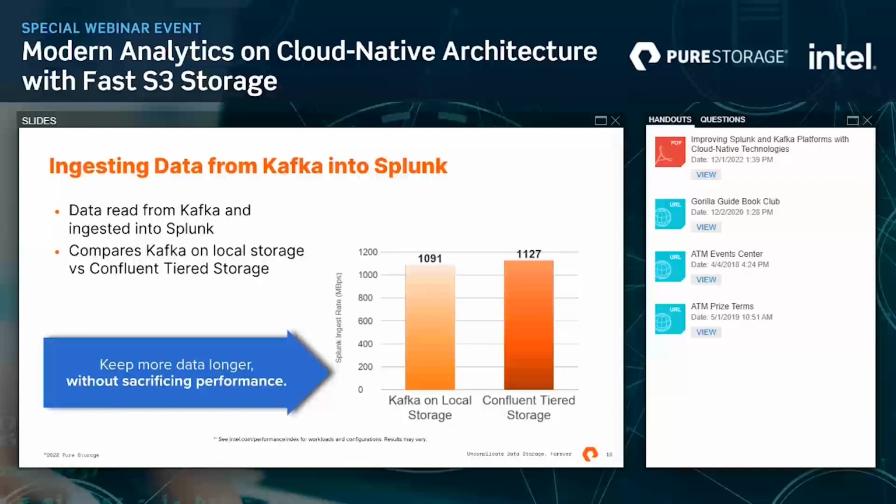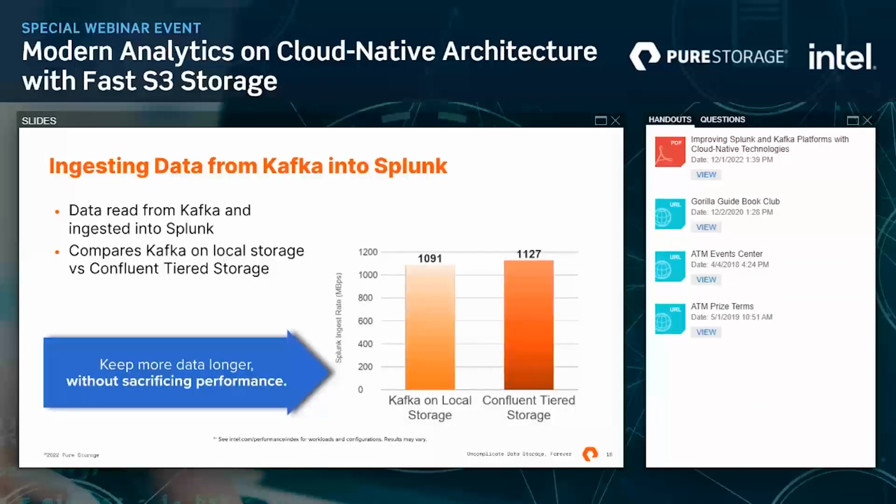So Confluent Kafka actually has a functionality called tiered storage. What we did was test this functionality with local storage first, and then repeat the test on Confluent tiered storage. The data was all retained in local storage first, and then through the connector, we were consuming data from Kafka and ingesting it into Splunk.